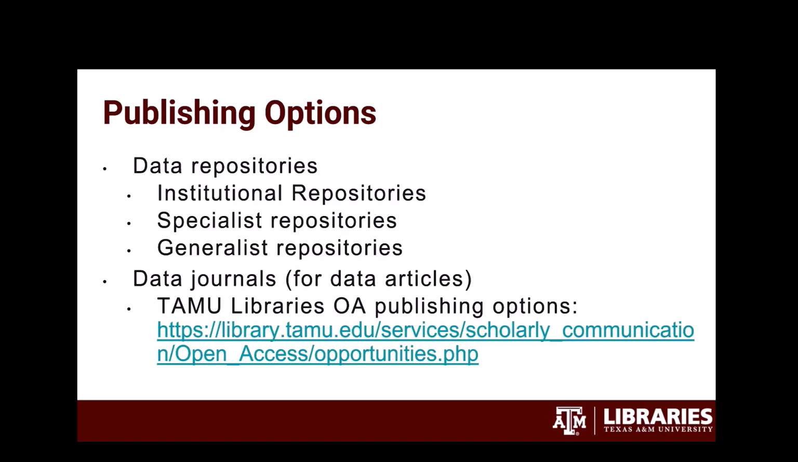And then if you're choosing to publish your data as a data article or a paper, there are many journals that you could choose from. There's Springer Nature, the Royal Society of Chemistry, Data in Brief, and so on and so forth. So many journals accept data articles. Linked in this slide is the open access journals with waived APCs, like I mentioned previously, which you can view to learn more about TAMU's open access options.